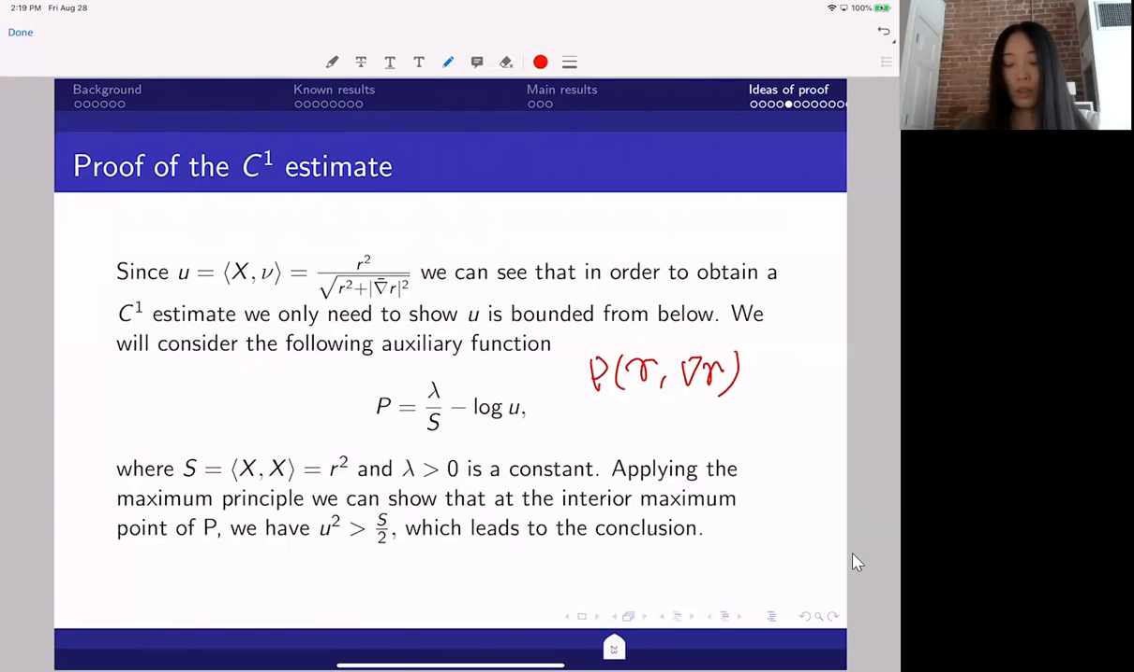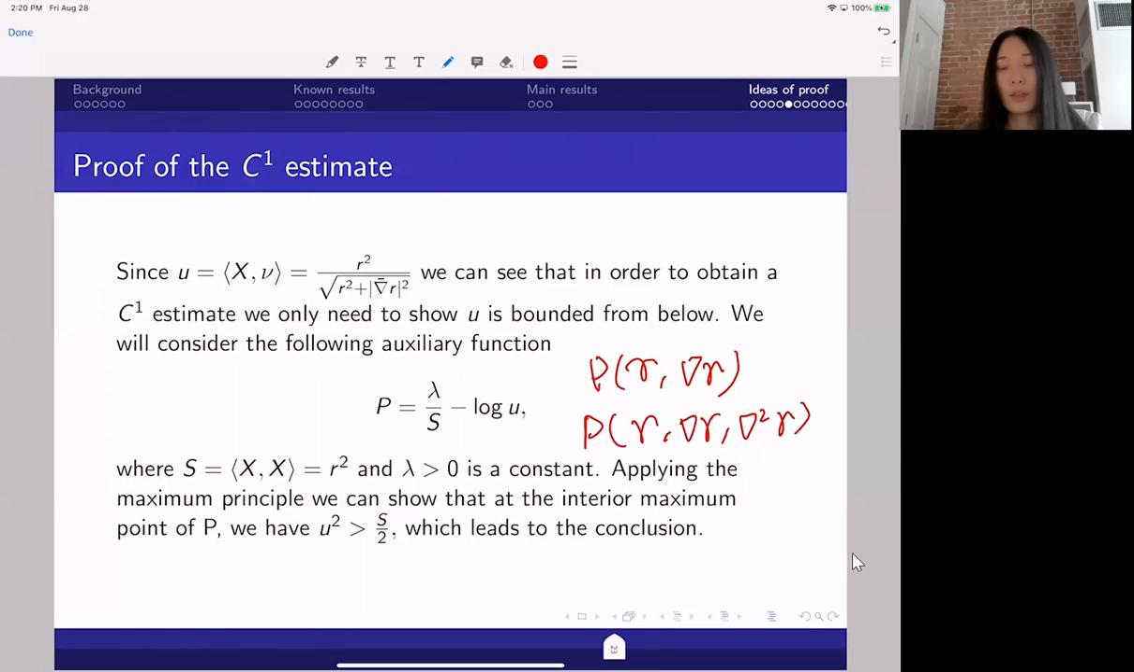So basically, when we want to do an estimate, it always follows this rule, right? In order to get the C2 estimate, our auxiliary function would contain R, the gradient of R, and the gradient squared of R. Pretty much it's like this. So anyway, we find this auxiliary function, and then we apply the maximum principle.